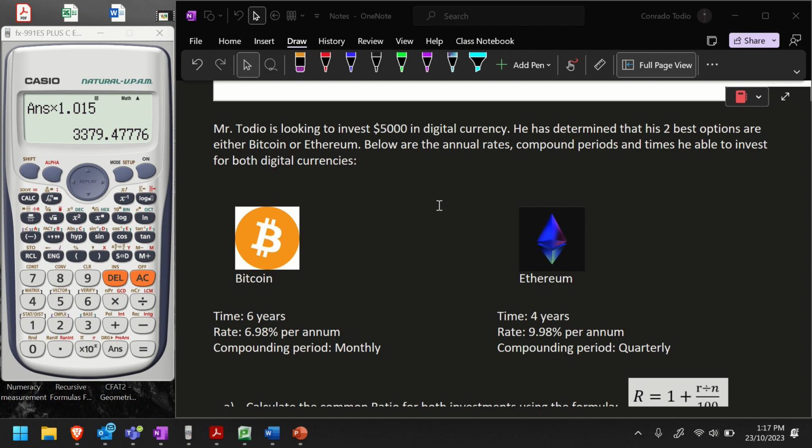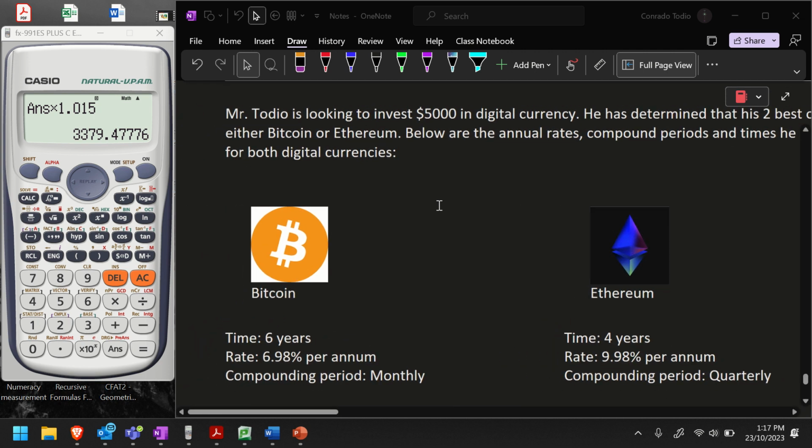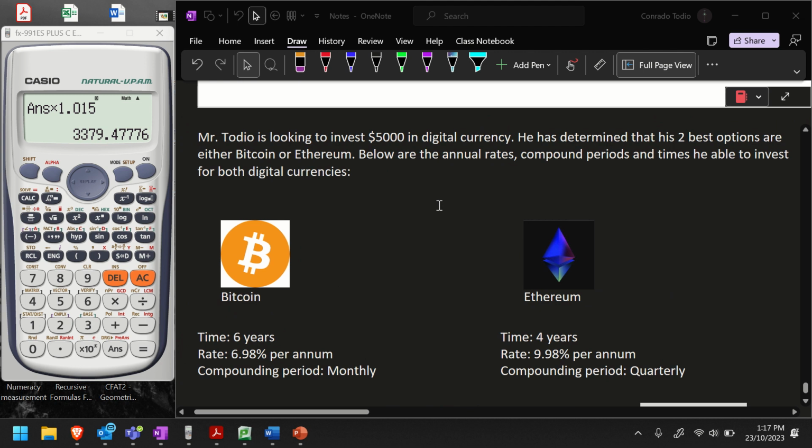All right? Also, this is not real. It's not real, okay? You are into Bitcoin. All right, so Mr. Todio is looking to invest $5,000 in digital currency. He's determined that his two best options are either going to be Bitcoin or Ethereum. Do you know what that is? I'm sure you all have heard of it before.